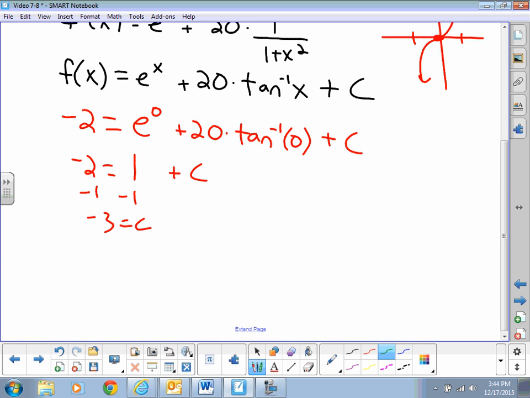To finish this off, our actual equation of f of x is e to the x plus 20 times tan inverse x, now minus 3. So this is our specific function f of x whose derivative we had been given originally. It's no longer a family of functions with that plus c. It is one specific function.